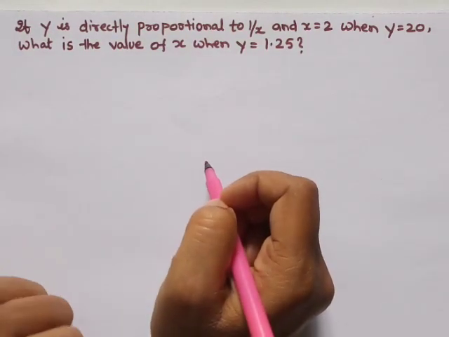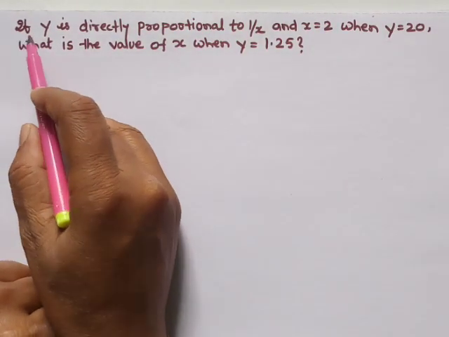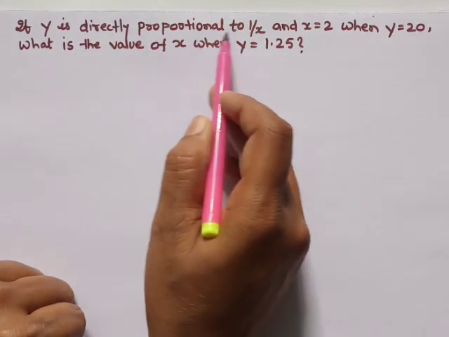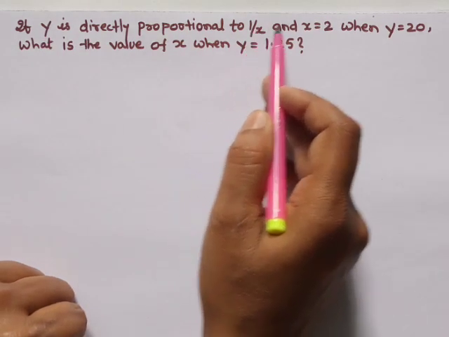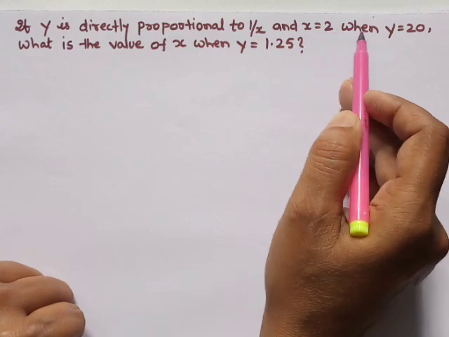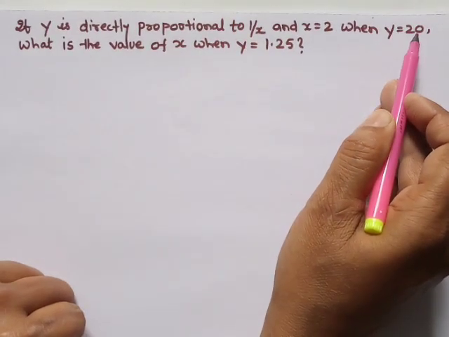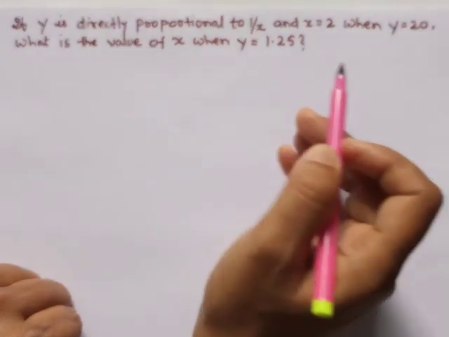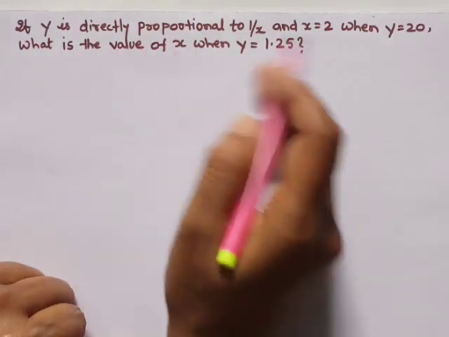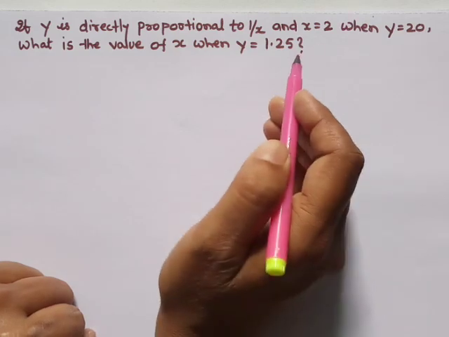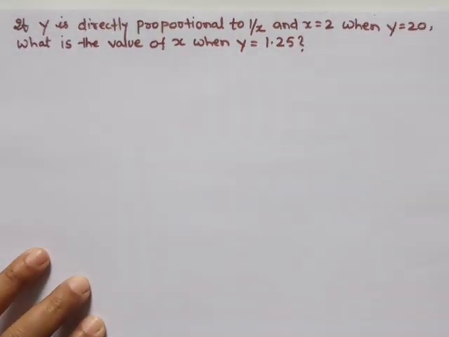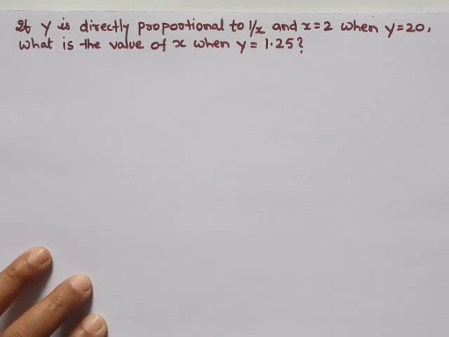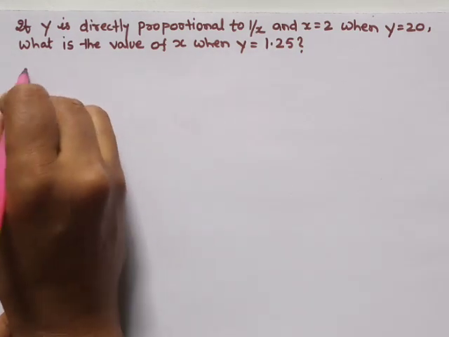Children, let us go through one more question. If y is directly proportional to 1 by x and x is equal to 2 when y is equal to 20, what is the value of x when y is equal to 1.25? Here the variation is given. You should know how to put them in the table. Let us draw the table and find out how we are going to put them in the table.